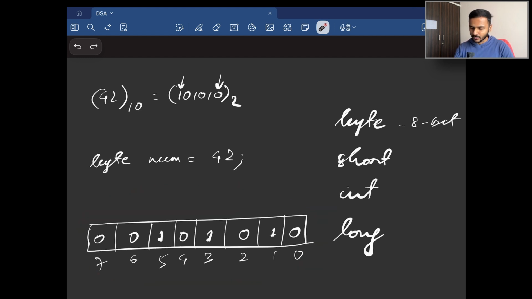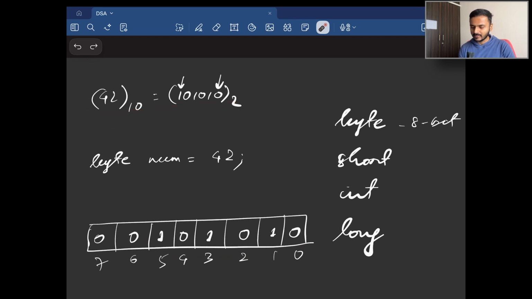Now, I have a question for you. If we had not used byte and we would have used short or int or long instead, what would have happened? So to answer my own question, we know that short is a 16-bit type, int is 32, and long is a 64-bit type. But we only need 6 bits to represent 42.